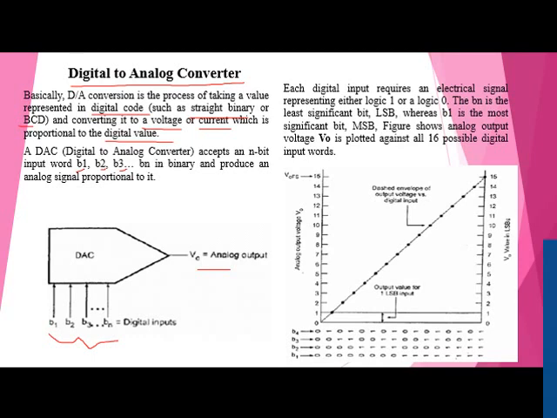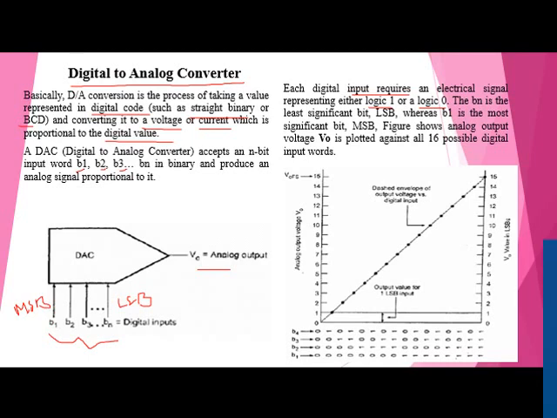Each digital input is an electrical signal representing either logic 1 or logic 0. Here Bn is the least significant bit, the LS bit, and B1 is the MS bit, as shown in this figure.